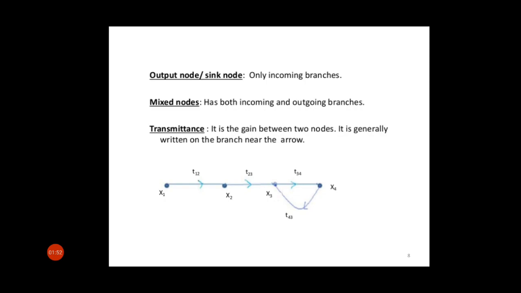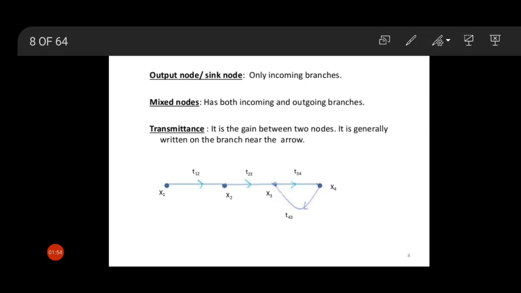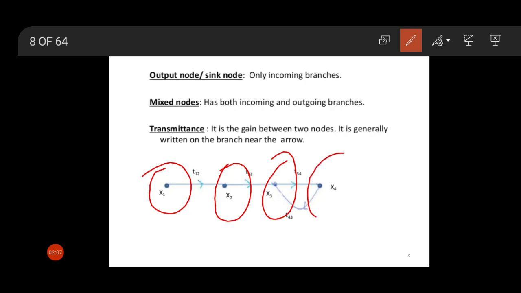Okay, so see this diagram of a signal flow graph. Here there are 4 nodes. One node is x1, second x2, third x3 and fourth x4. Among these 4 nodes, only 3 nodes are mixed nodes. See here, x1 is an input node because it has only outgoing branches.